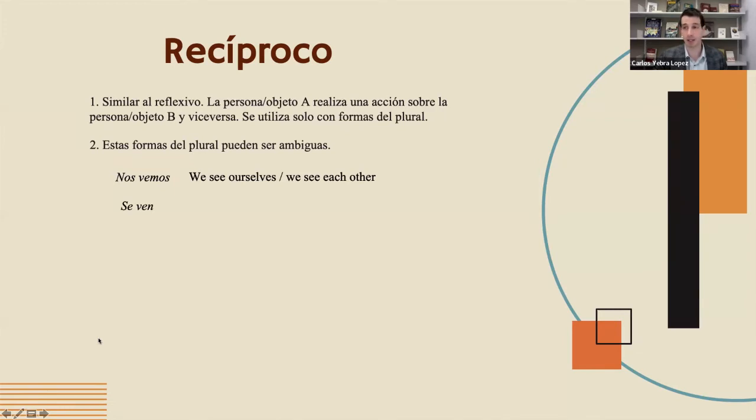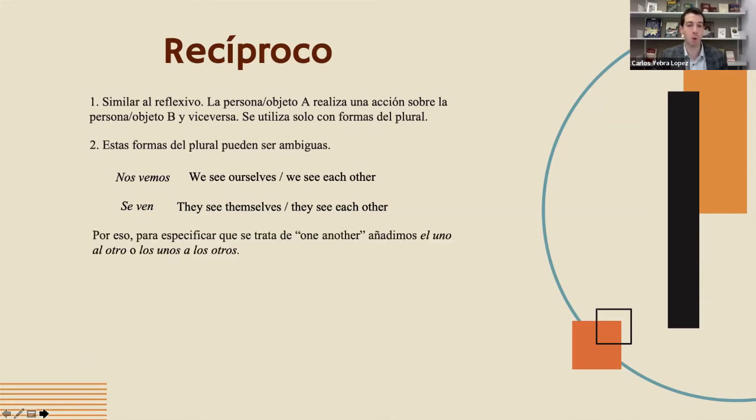Or if I say se ven, does that mean that they see each other or does that mean that they see themselves? Again, it could be they see themselves, it can be they see each other. In order to disambiguate this, we use the equivalent of one another. So we use el uno al otro o los unos a los otros o la una a la otra o las unas a las otras. Right? This means one another, each other.